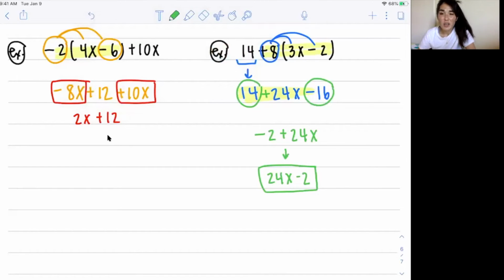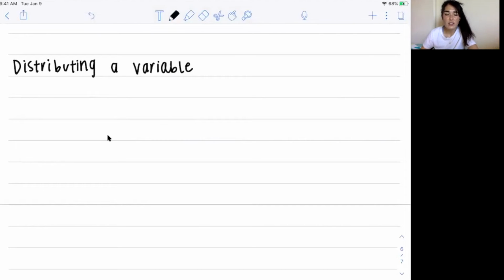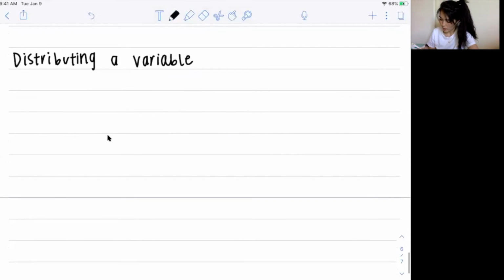Let me know if you guys have questions with that. The final thing that we'll take a look at today is distributing a variable. Before we look at an example, I actually want to bring your attention to this.